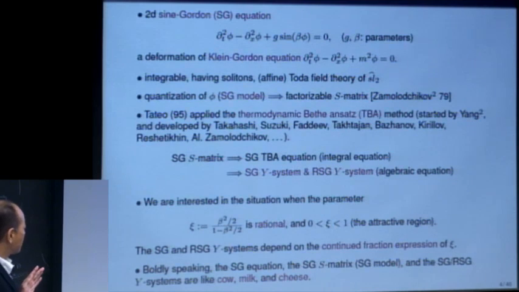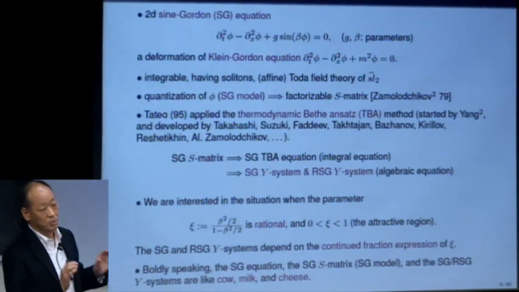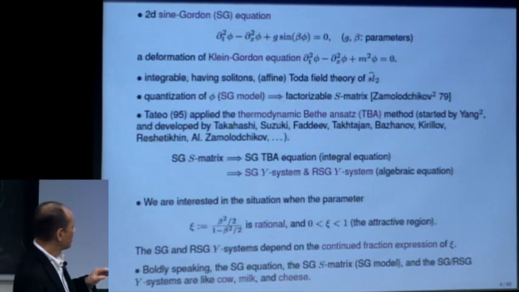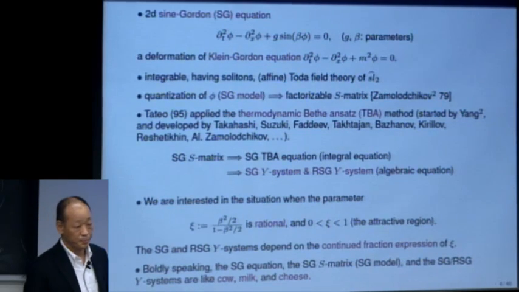In more modern terminology, it is an affine Toda field theory associated with affine SL2. Why? Because if you write it in Lagrangian form, the sine becomes cosine. Cosine is a summation of two exponential terms, with plus and minus in the exponents, and they correspond to the simple roots of affine SL2.